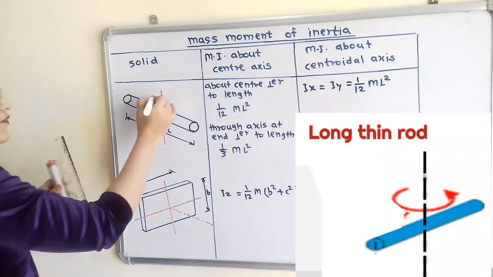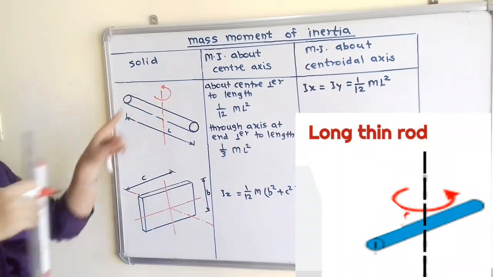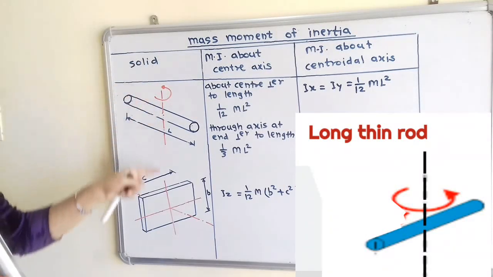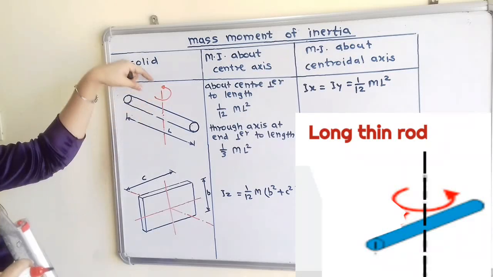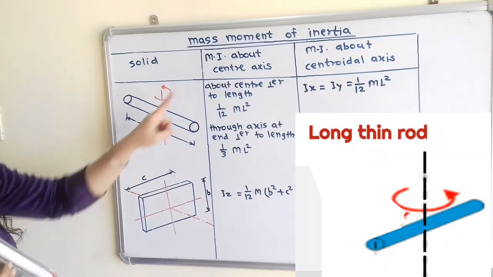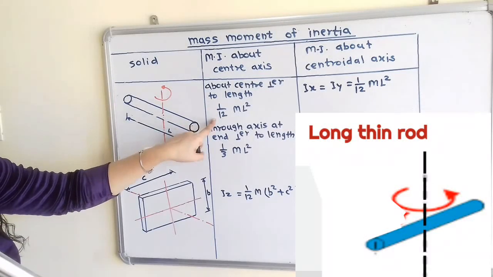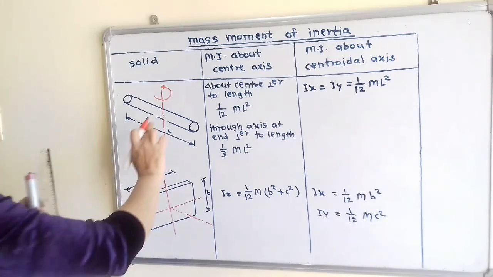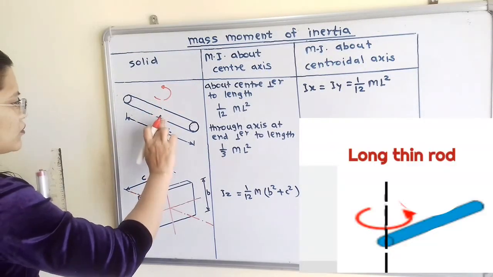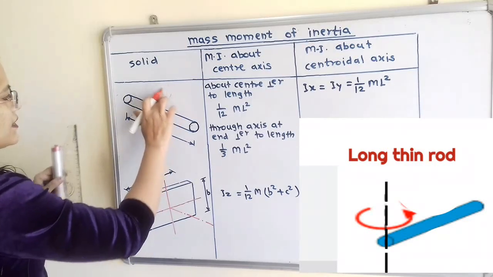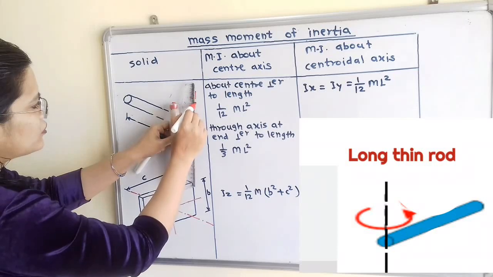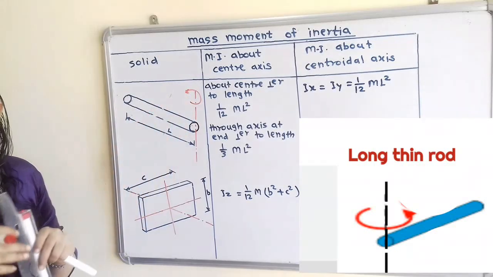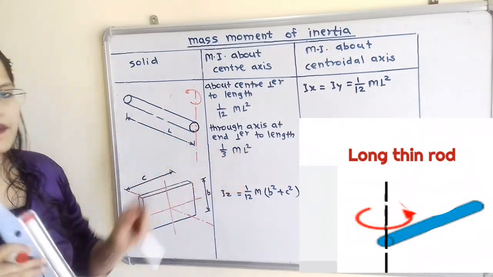Now what is the moment of inertia about this center axis? When this rod rotates about the vertical axis which is perpendicular to the length and passing through the center, in that case the moment of inertia is equal to 1 by 12 ML square. Now there is a second case, when this axis is at the end of the rod. So if I show this axis at one end, then the moment of inertia is equal to 1 by 3 ML square.